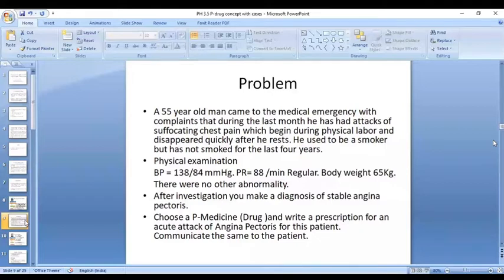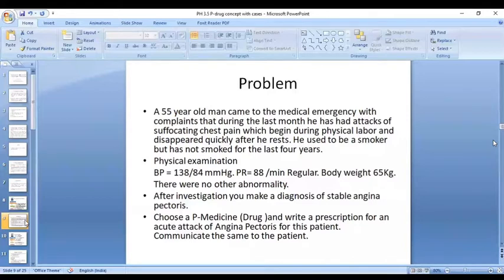and he also had a history of smoking. No other abnormality you found on physical examination or the investigations that you have ordered, and you have now reached a working diagnosis that it is stable angina pectoris. And now you have to choose a particular P drug or a P treatment for this patient, and you have to prescribe it to the patient and communicate the same to the patient, right? So there are 3 jobs to be done.